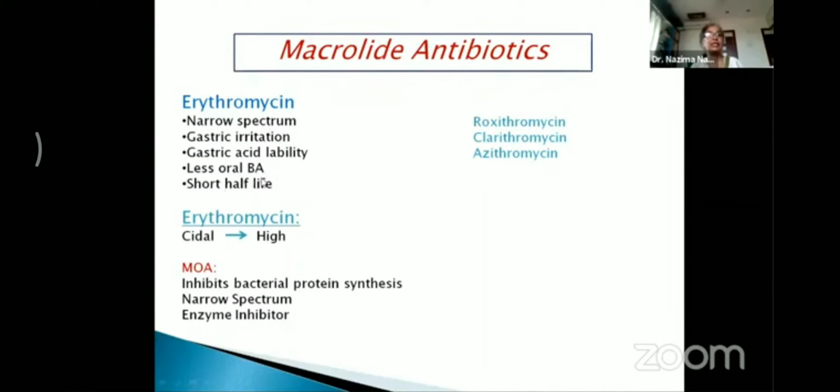To overcome these limitations, newer drugs have been developed, that is the semi-synthetic macrolides like roxithromycin, clarithromycin, and azithromycin. So these are the newer drugs which overcome the limitations of erythromycin. Now, erythromycin has a bacteriostatic action at low concentrations, whereas there is a cidal action at high concentrations. It also acts by inhibiting the bacterial protein synthesis, and again, it has a narrow spectrum, mainly acting on gram positive organisms, and it is also an enzyme inhibitor. These are some of the features of erythromycin.